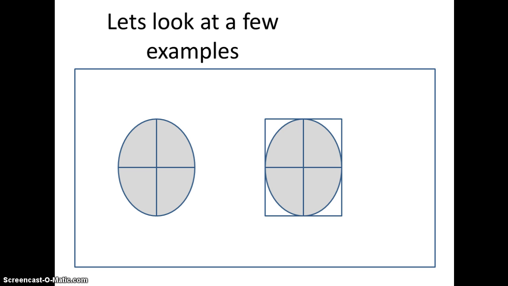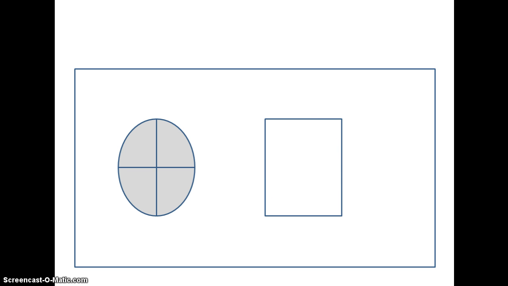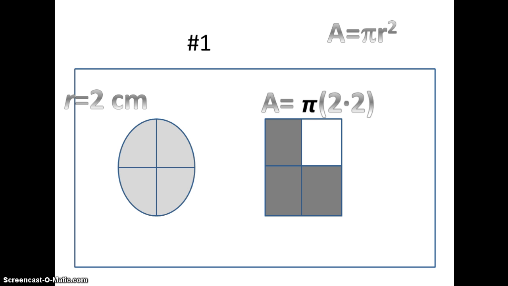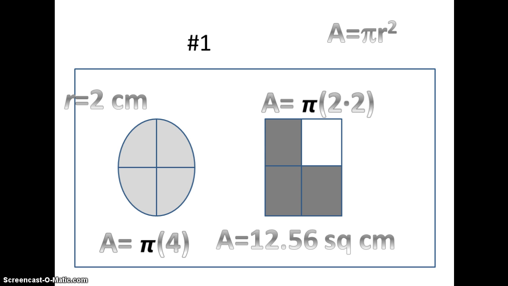Going to our example page. All right, so in this example, we'll look at number 1. Example number 1, the formula again is area equals pi r squared. The radius is 2 centimeters. So we're going to plug in our formula, area equals pi, and we'll substitute the radius squared, 2 times 2. So the area would then be pi times 4, and pi times 4, if we substitute 3.14, is 12.56.